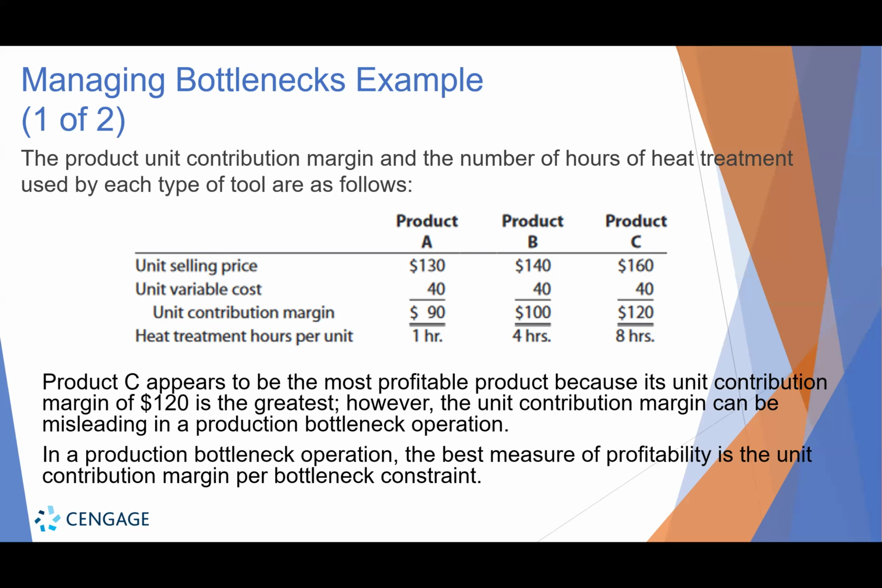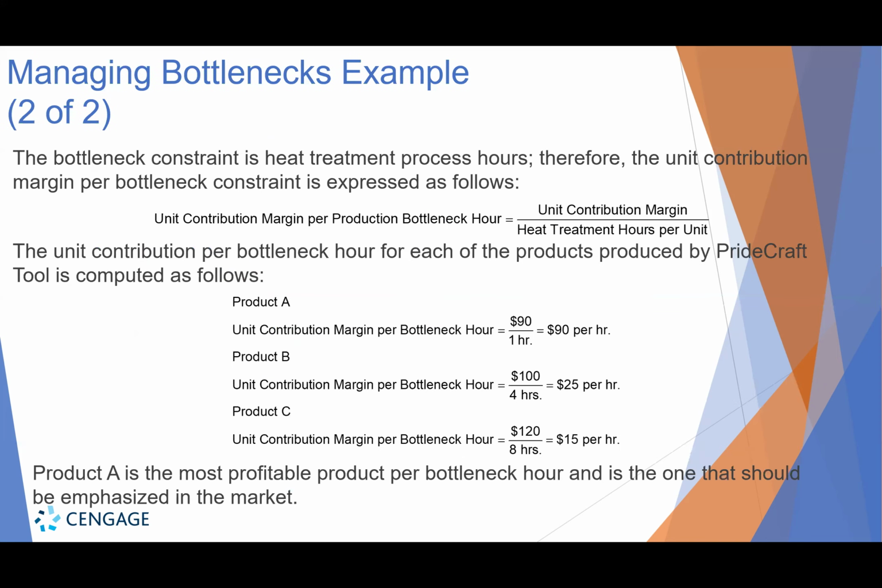So with product A, we've got 1 hour of heat treatment. Product B has 4 hours and product C has 8 hours. Product C appears to be the most profitable product because its unit contribution margin of $128 is the greatest. However, the unit contribution margin can be misleading in a production bottleneck operation. The best measure of profitability in this bottleneck production is the unit contribution margin per bottleneck constraint.